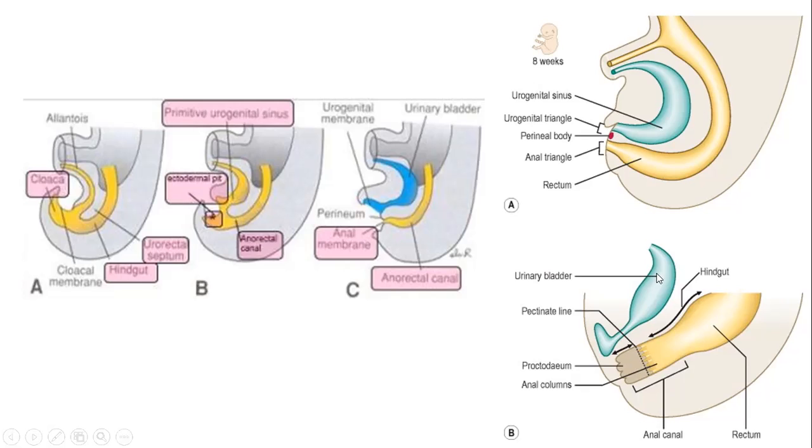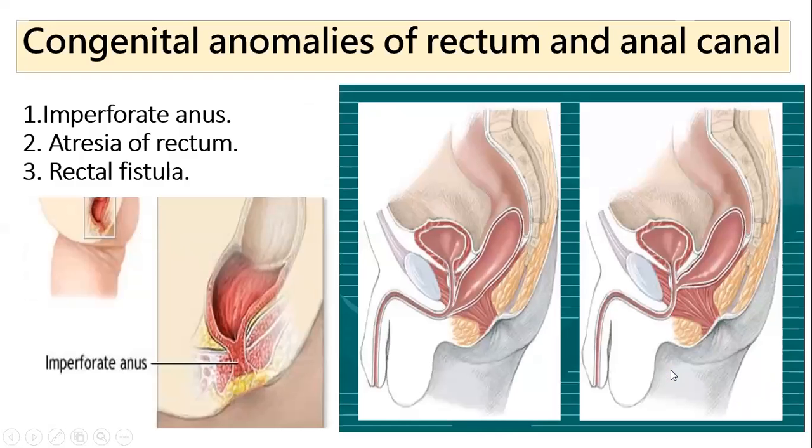Now further development. So here you can see the bladder and the urethra and the ureter, everything. And here you can see the development of the lowermost part of the intestine, rectum, anal canal, as well as the anus here. Okay, so this whole thing is developing. So this is the whole development from the hindgut.